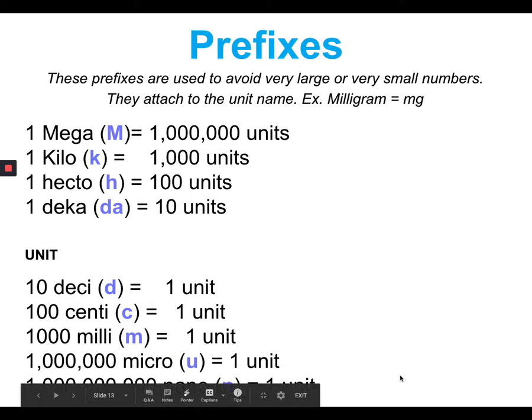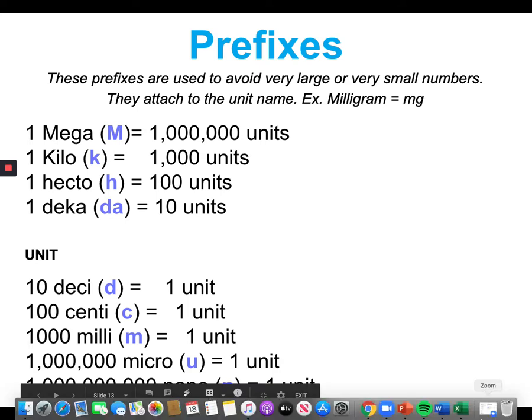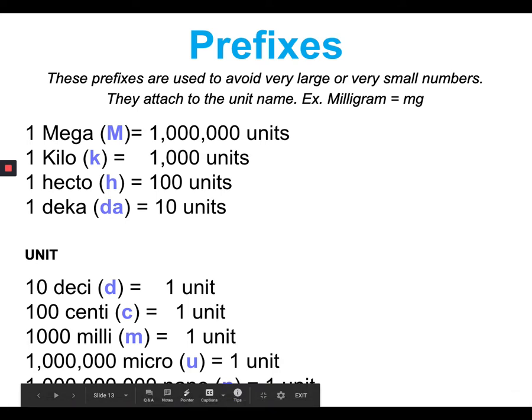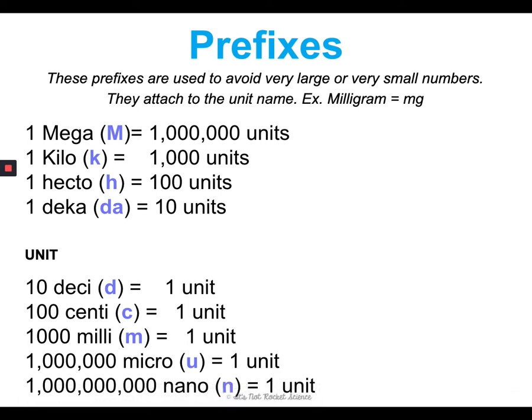And then even smaller is a nano. And instead of it being a million, it is a billion units smaller. Where we start getting micro and nano is when we're talking about the size of an atom, wavelengths, and stuff like that. So that's where we'll get to micro and nano.